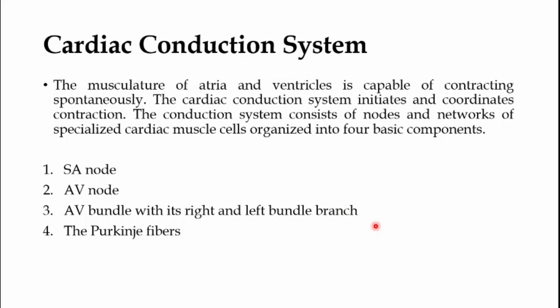Now let's talk about the cardiac conduction system. The cardiac conduction system is the special system in the heart which allows the heart to beat on its own, and this system is made up of the special cardiac muscles and the fibers, and this allows the heart to maintain the automaticity. So the cardiac conduction system has different components. We have the SA node, AV node, the AV bundle with its right and the left bundle branch, and the Purkinje fibers. Now we will try to understand these different components.